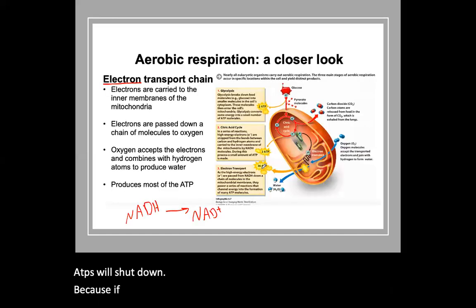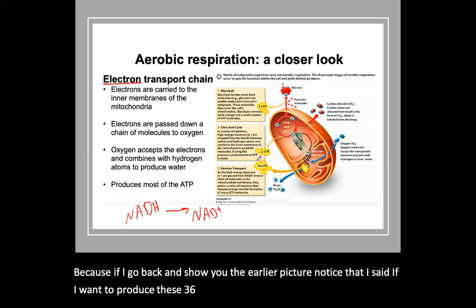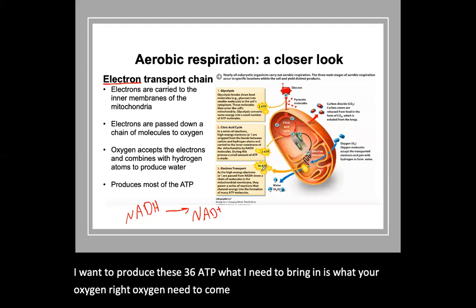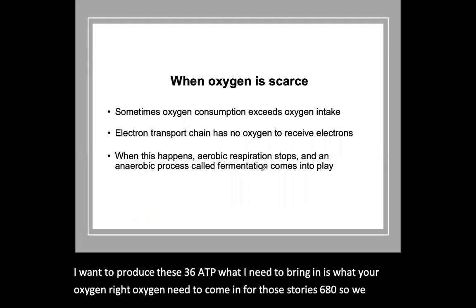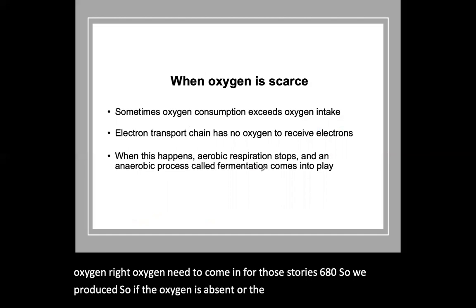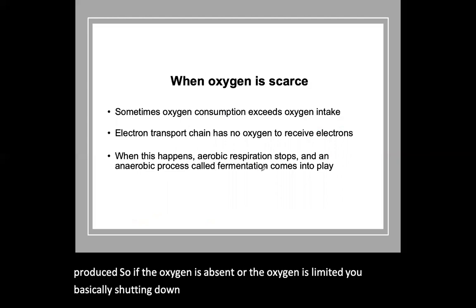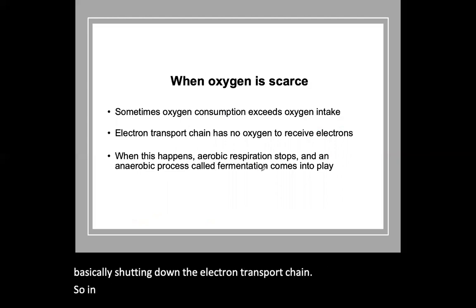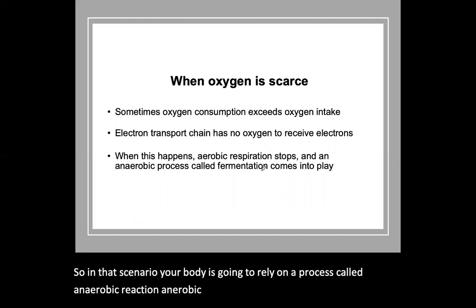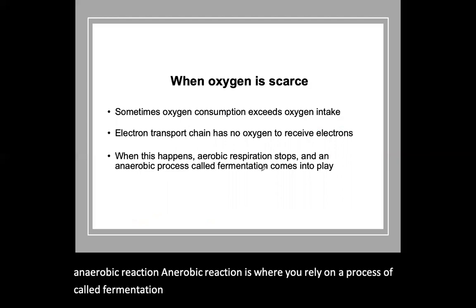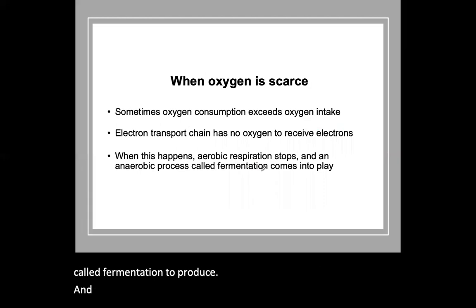Because if I go back and show you the earlier picture, notice that I said, if I want to produce this 36 ATP, what I need to bring in is what? Your oxygen, right? Oxygen needs to come in for those 36 ATPs to be produced. So if the oxygen is absent or the oxygen is limited, you're basically shutting down the electron transport chain. So in that scenario, your body is going to rely on a process called anaerobic reaction. Anaerobic reaction is where you rely on a process called fermentation to produce ATP, but at a very low level. And I'll show you a picture here.